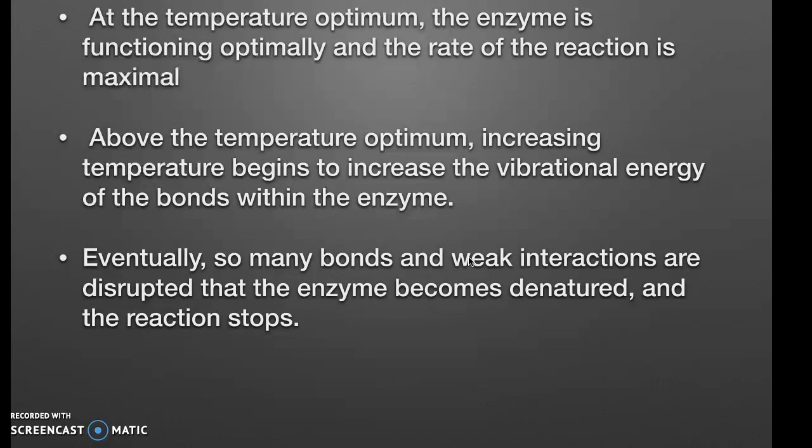So then we're going to learn a bit about the temperature optimum. The temperature optimum is where the enzyme is functioning optimally, at the rate of reaction that is maximal. Above the temperature optimum, increasing temperature begins to increase the vibrational energy of bonds within an enzyme, and this is going to be important for the separation or the bonding of enzymes and their ability to do so or lack thereof. Eventually, so many bonds and weak interactions are disrupted that the enzyme becomes denatured and the reaction stops, and that causes a whole string of negative reactions.